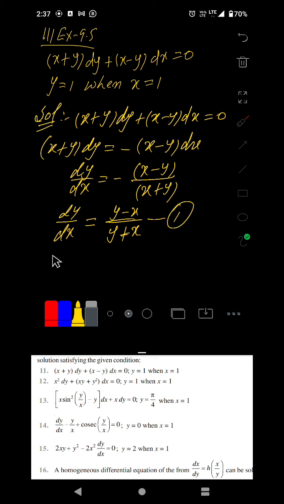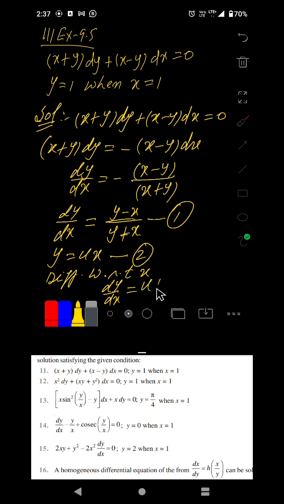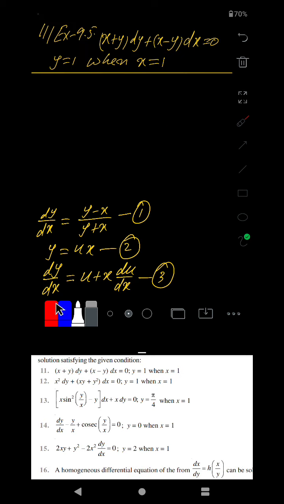Now we have to make the substitution y = ux. Let it be equation number 2. Differentiating with respect to x, we get dy/dx = u + x du/dx. Let it be equation number 3. Now we have to substitute the value of dy/dx as u + x du/dx in equation 1, and y = ux.